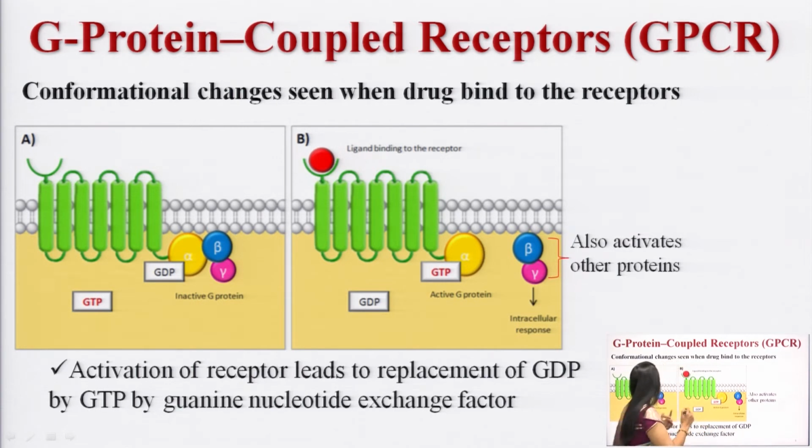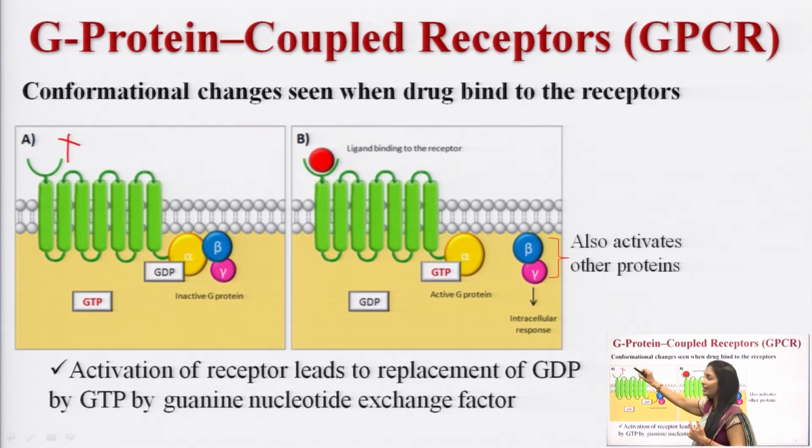So if you see the first receptor here, there is no ligand binding to this receptor. As I said in the previous slide, this is a 7 transmembrane helical structure: 1, 2, 3, 4, 5, 6 and 7. It consists of 6 loops, 3 intracellular and 3 extracellular. It has a ligand binding domain, and inside it consists of a G protein receptor.